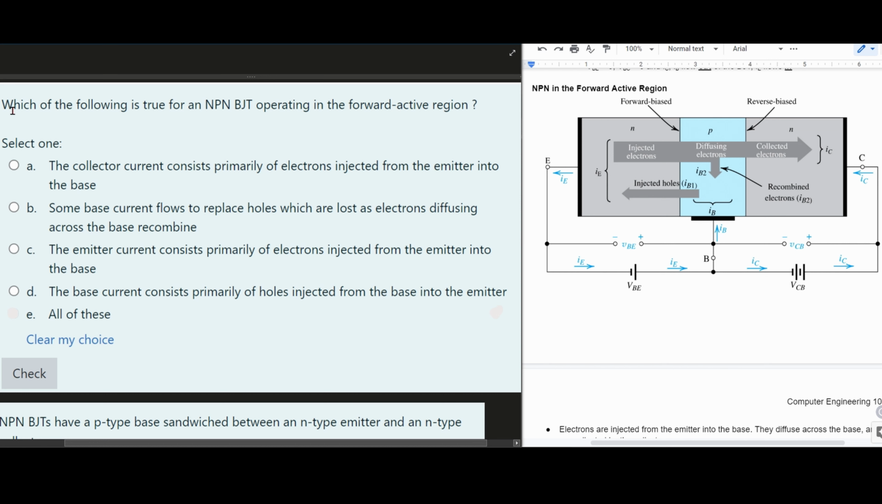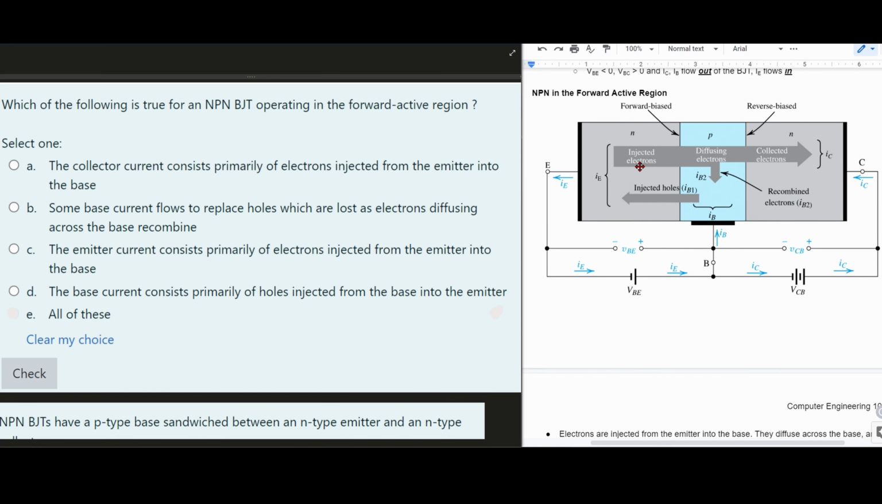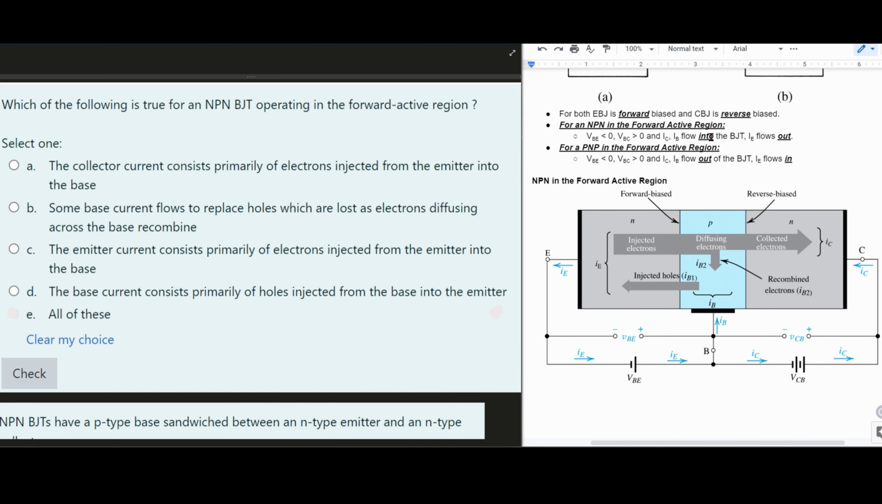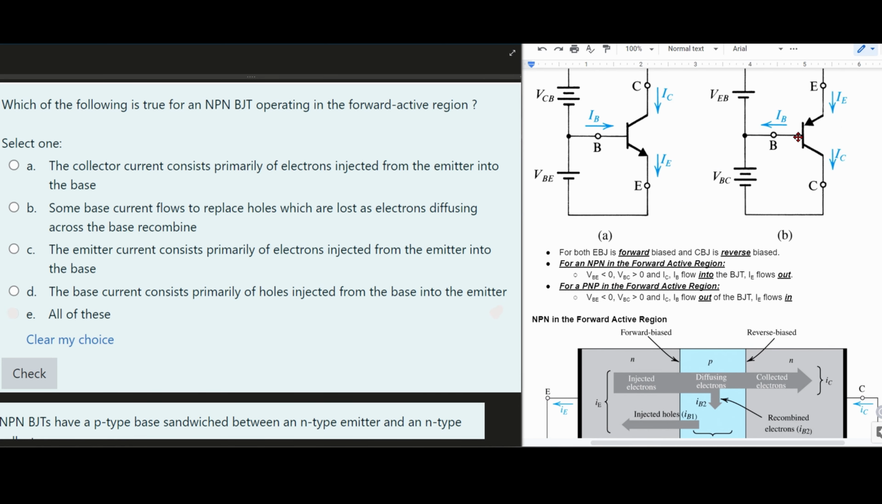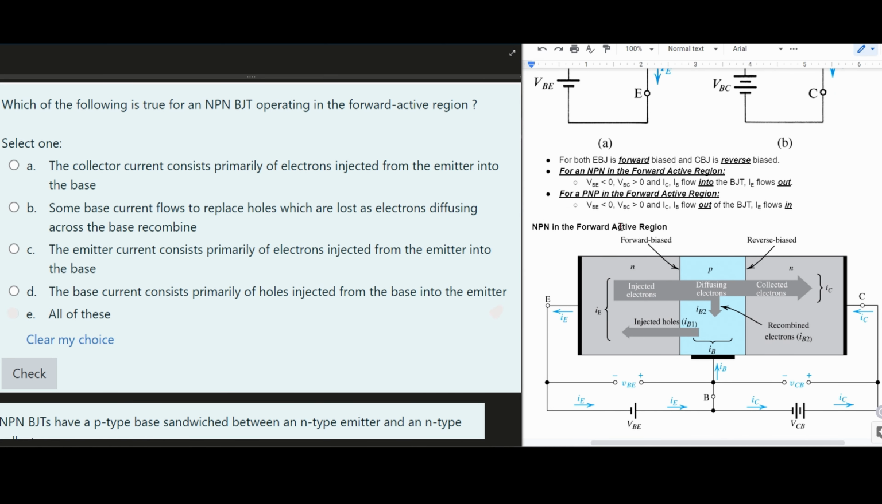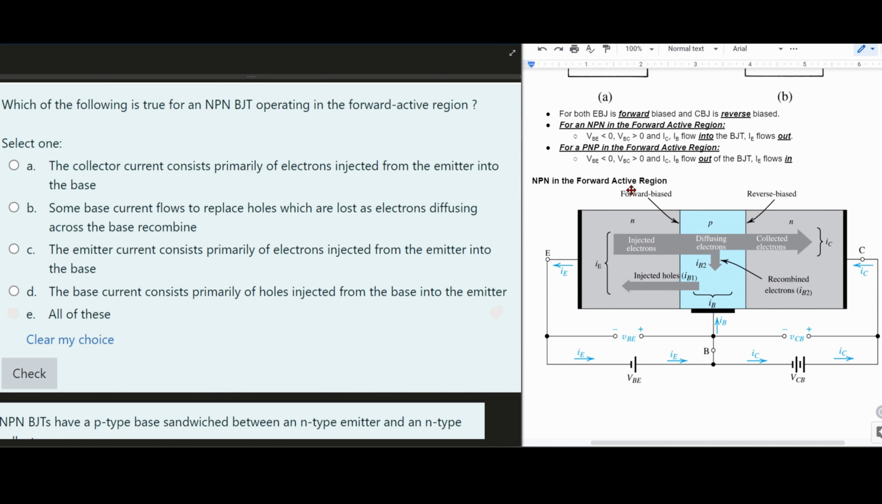We have the following question: which of the following is true for an NPN BJT operating in the forward active region? So if we look at the notes that are linked below the like button on about page 100, we are going to have NPN in the forward active region. We have our forward bias going in, we have our reverse bias going in. We're going to be focusing on forward bias though.